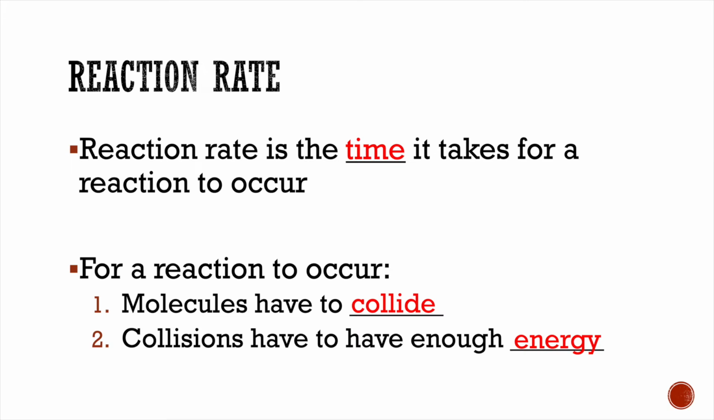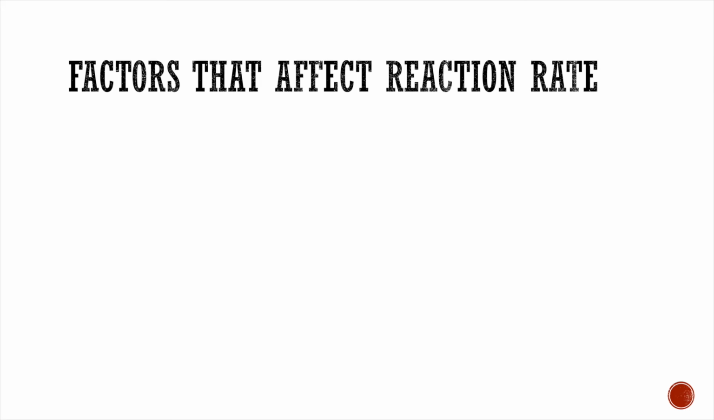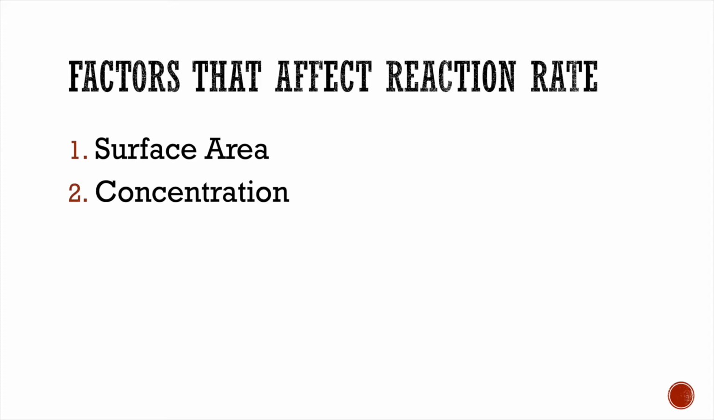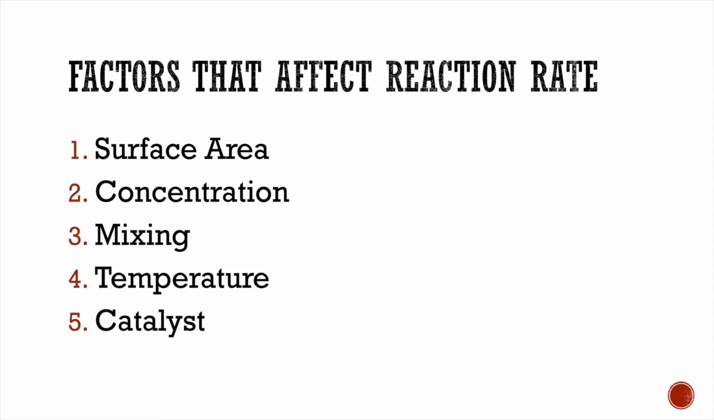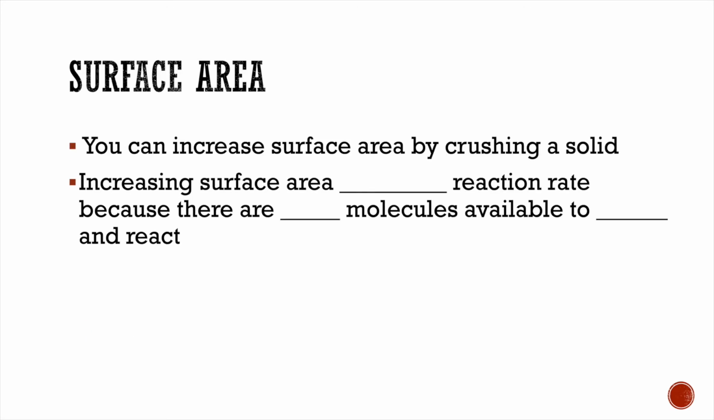Now that shoulder check couldn't just have been, in rush hour traffic in the hallways, you just kind of brush by somebody. That's not enough intent, not enough energy for that fight to happen. You've got to have clearly, really slamming into them. So you have a collision and that collision has enough energy, now you're going to have a fight. Same thing for reactions. The molecules have to collide, and they have to collide with enough energy. So the factors that affect reaction rate are surface area, concentration, mixing, temperature, and a catalyst. We're going to talk about each of these and how they change reaction rate and why.